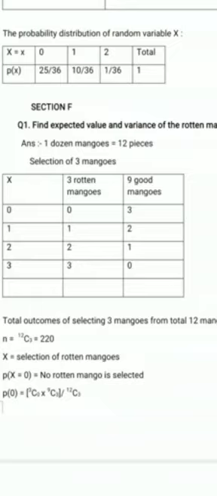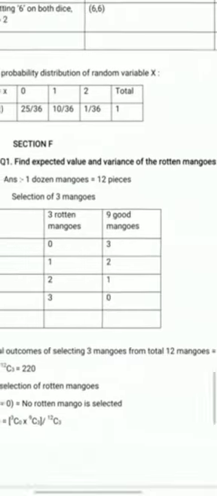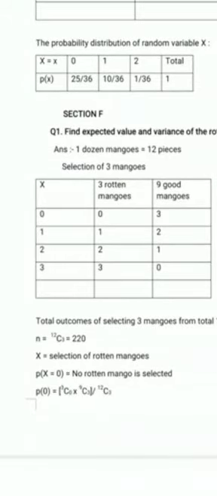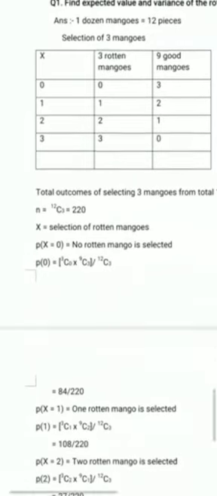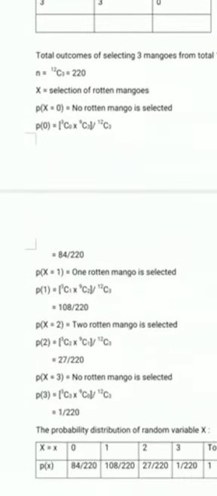Now, the total outcomes of selecting 3 mangoes from 12 is denoted by n is equal to 12C3, that is equal to 220. P of x is equal to 0. No rotten mango is selected as shown in the tabular portion. So, P of 0 is equal to 3C0 multiplied by 9C3 divided by 12C3. So, the final answer that we get is 84 by 220.